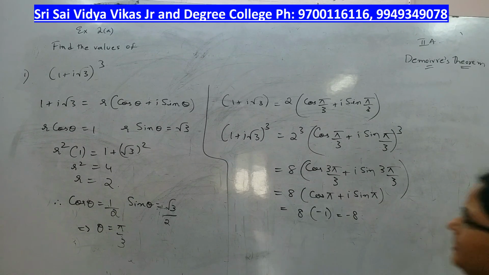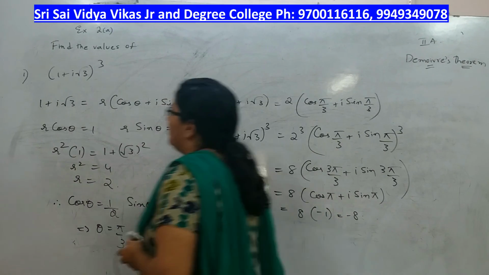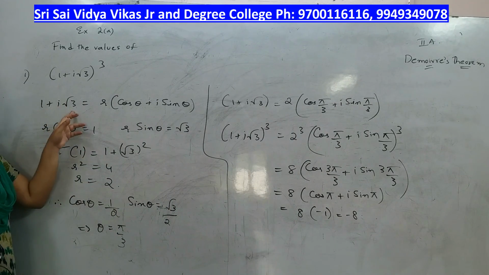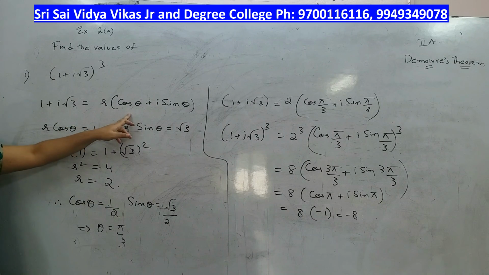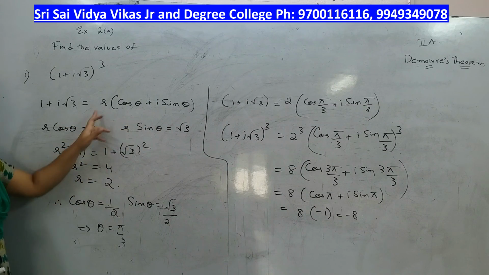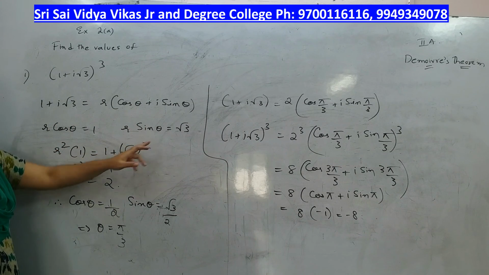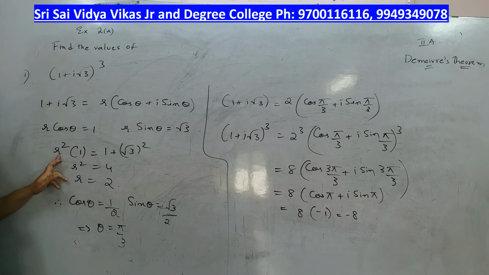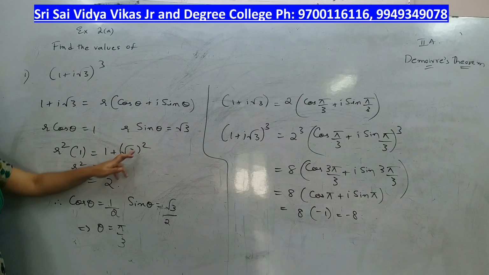Our next problem that we have is (1 plus i root 3) whole cube. First of all, you have to equate 1 plus i root 3 to r into (cos theta plus i sin theta). r cos theta is equal to 1, r sin theta is equal to root 3. Square and add on both sides, you get r square into (cos square theta plus sin square theta), which is 1. So here you will get r square is equal to 1 plus (root 3) square. r square is equal to 1 plus 3, since root 3 square is 3.